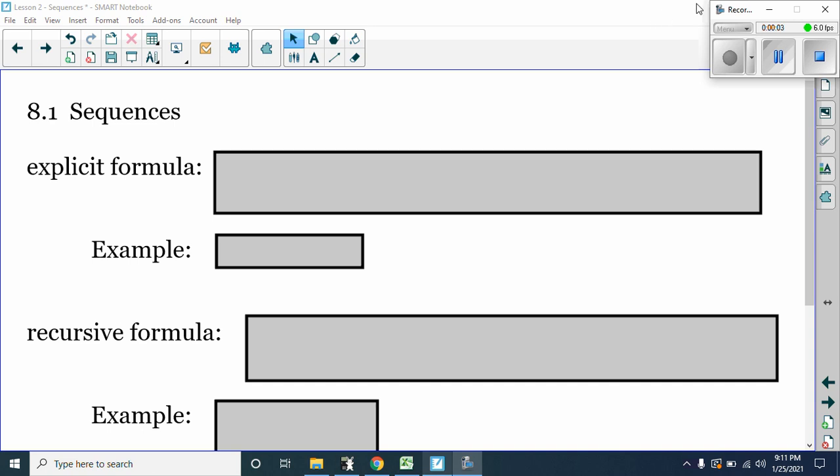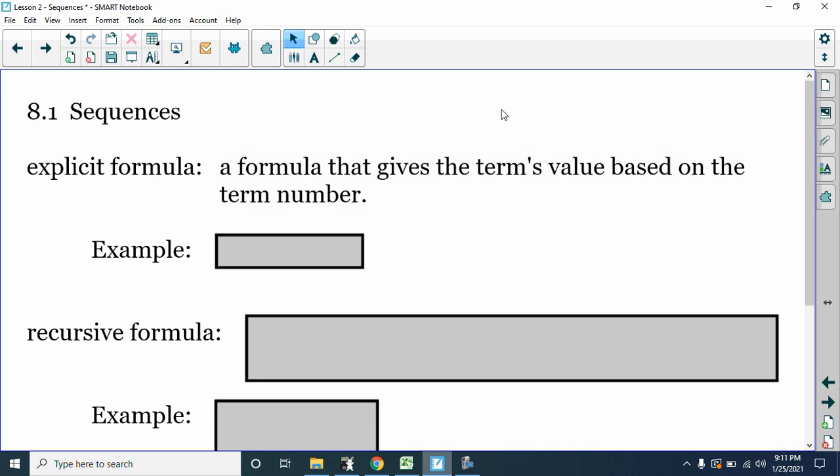Section 8.1 is all about sequences. Sequences are typically given one of two ways. They're either explicitly defined or recursively defined. You're probably a little more familiar with an explicit formula. An explicit formula is a formula that gives the term's value based on the term number.